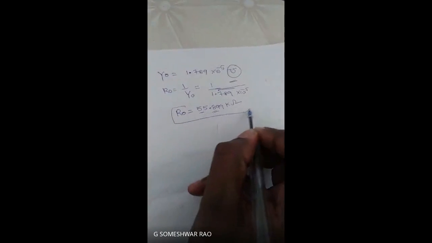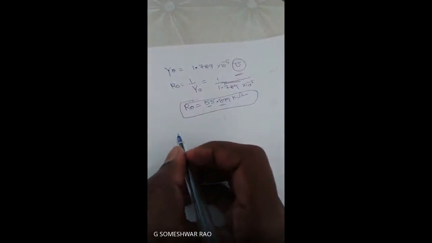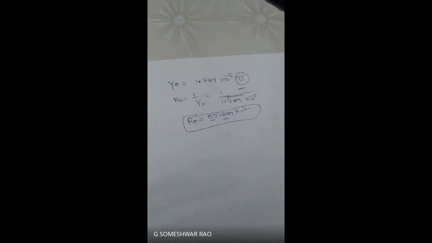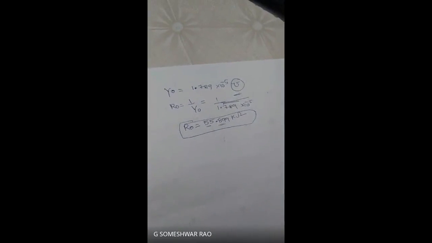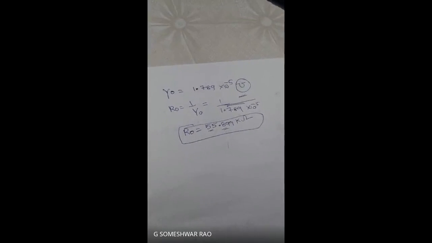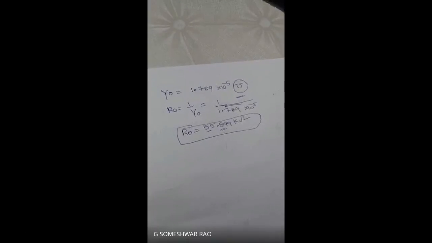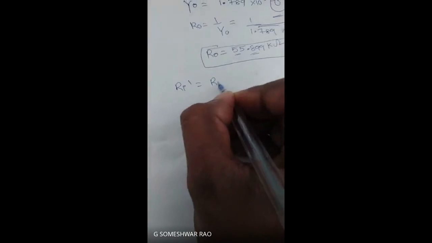Now, after calculating R naught, what is the next parameter we have? The overall input resistance, Ri dash. Tell me the formula for Ri dash. Ri dash is equal to Ri in parallel to RB.